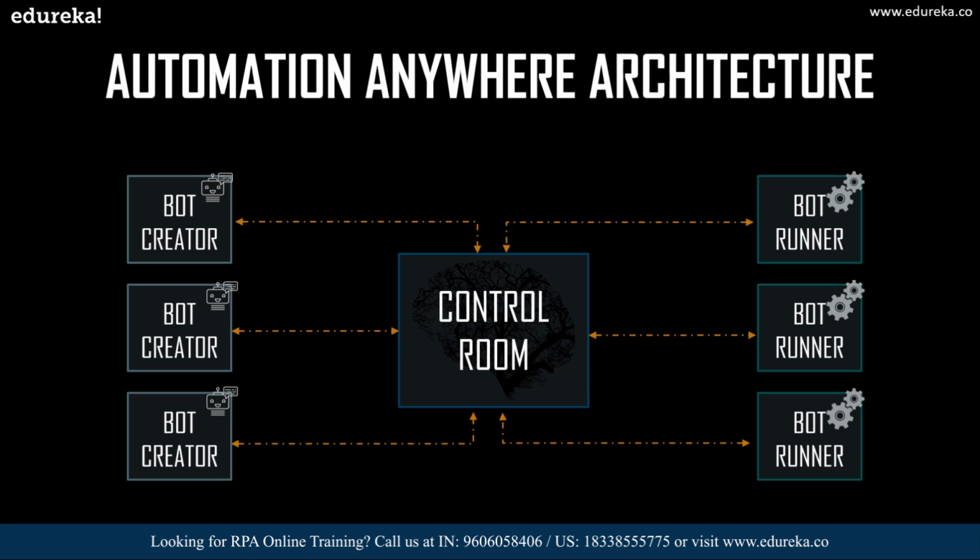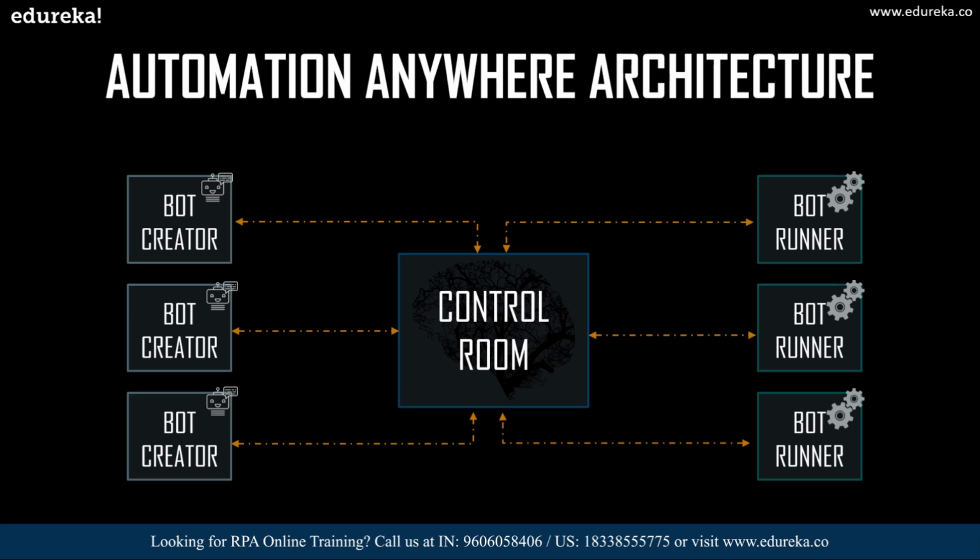Also, let me tell you that there are two types of licenses available in Automation Anywhere, that is the dev license and the run license. Well, the dev license is the license through which you can create, edit, and run a bot, and the run license is the license through which you will not have any edit access, but you can only just execute or run the bot. Well, that was about the control room, guys.